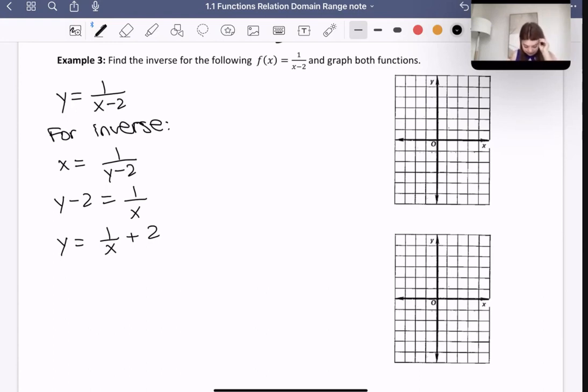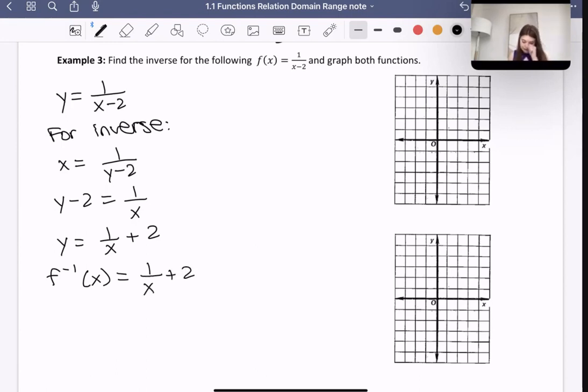Okay, very good. And is that a function? Is there any way we could plug in some value for x and get two separate values for y? And no, if we do 1 over some x value and then we add 2 to it, there's no way that we can do that and end up with two different values, right? There's no square root sign or any other thing that could make us end up with two different values here. And so the answer is no, and therefore the inverse is a function as well.